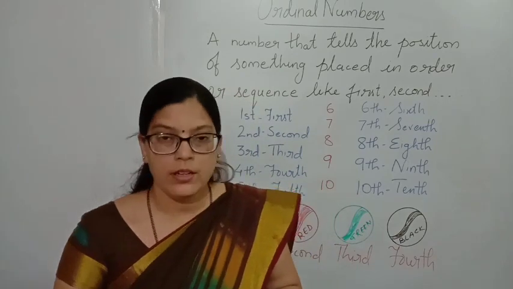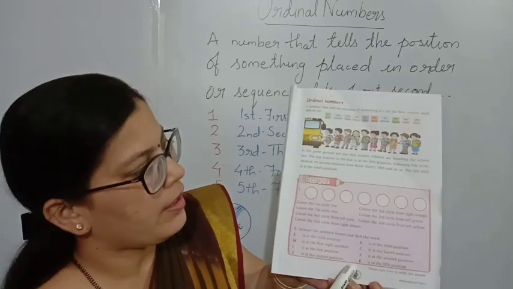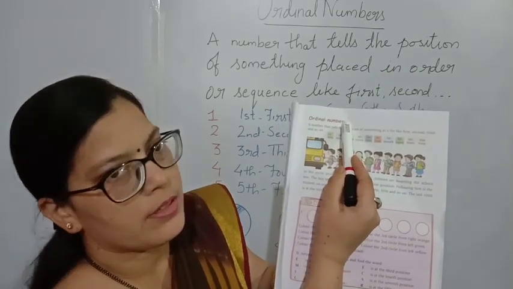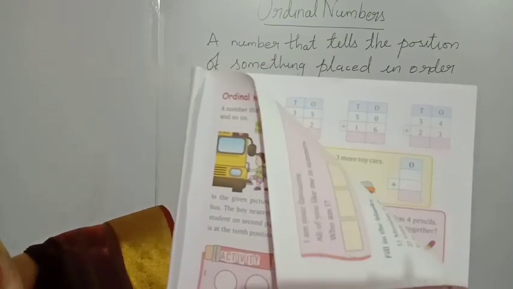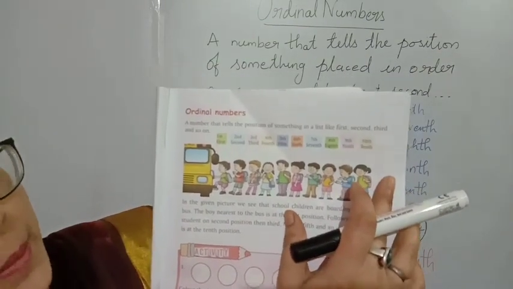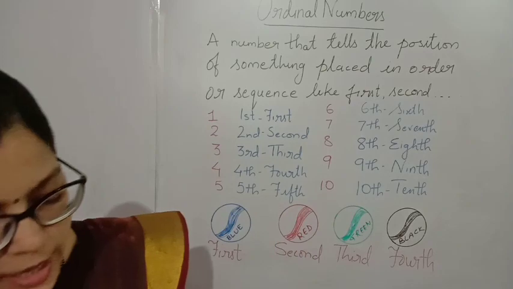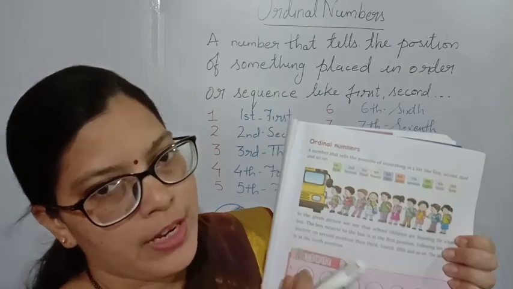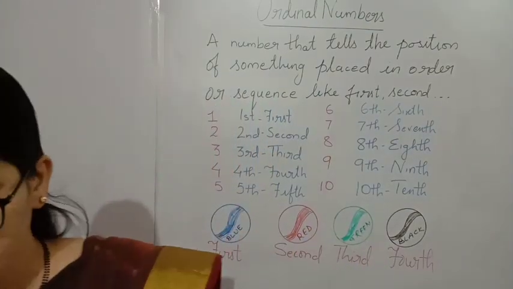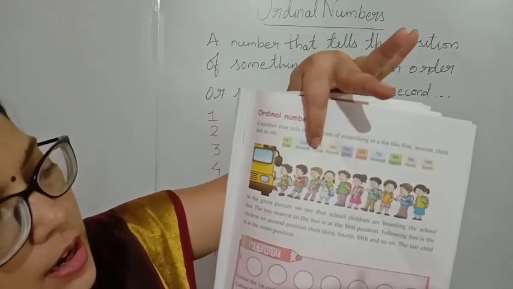So children, come to page number 13. Ordinal numbers. See in your book, all of you. First of all, the meaning is written: a number that tells the position of something in a list, like first, second, third, and so on. Now see the picture given on this page. Can you see here?